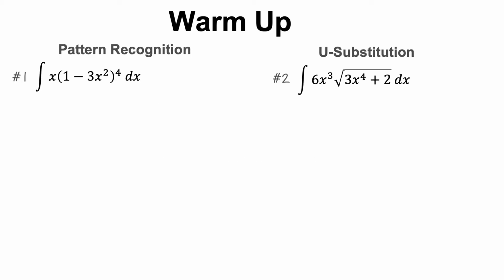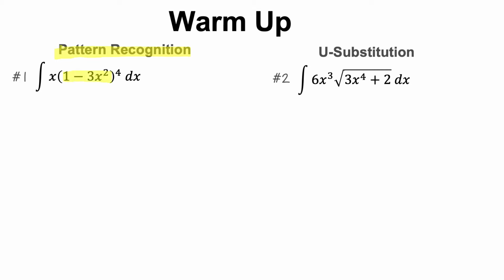So let's start with a quick warm-up to get our brains remembering what we've been working on over the last couple of days, starting with integrating using pattern recognition. In number 1, we want to integrate x times the quantity 1 minus 3x squared all to the 4th power dx. When using pattern recognition, we're going to look for that composite function and identify the inside piece.